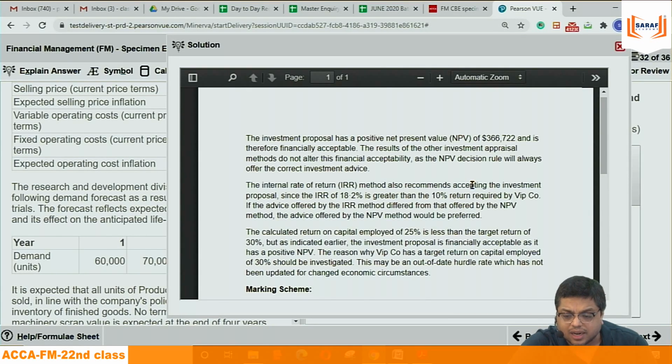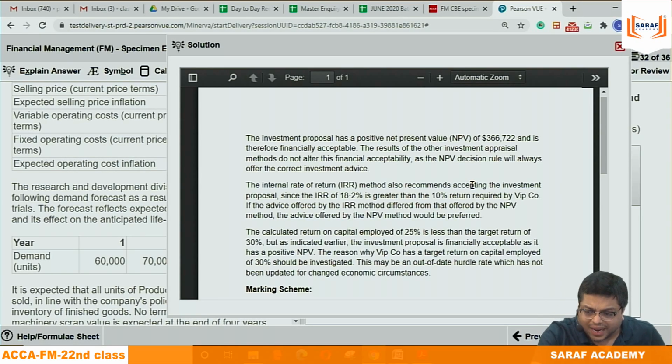The accounting rate of return of 25% is less than 30%, but as indicated earlier, the investment proposal is financially acceptable as it has a positive NPV. The reason why BIP company has a target return on capital employed of 30% should be investigated. Why are they keeping 30% ROC? This may be an out of date hurdle rate, which has not been updated for changes in economic circumstances.